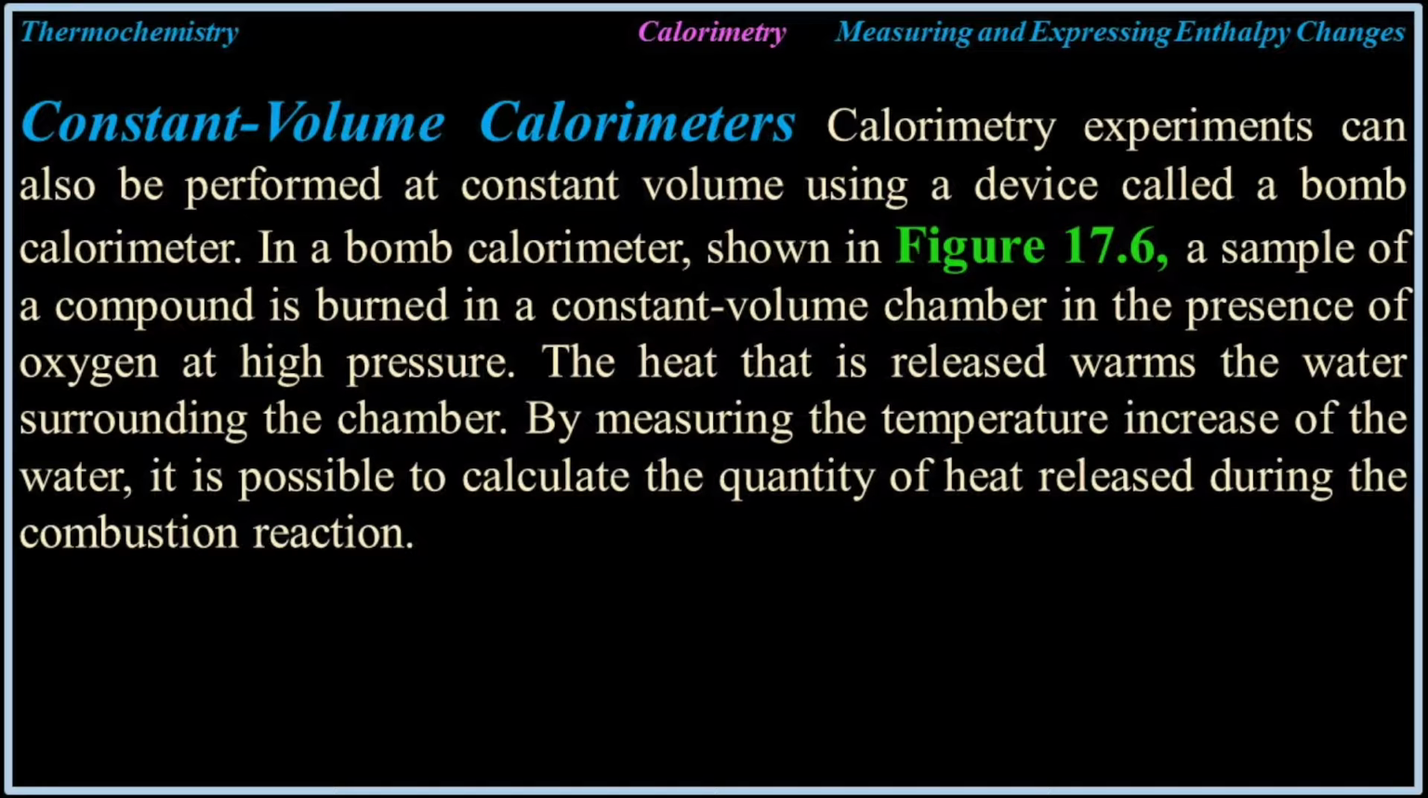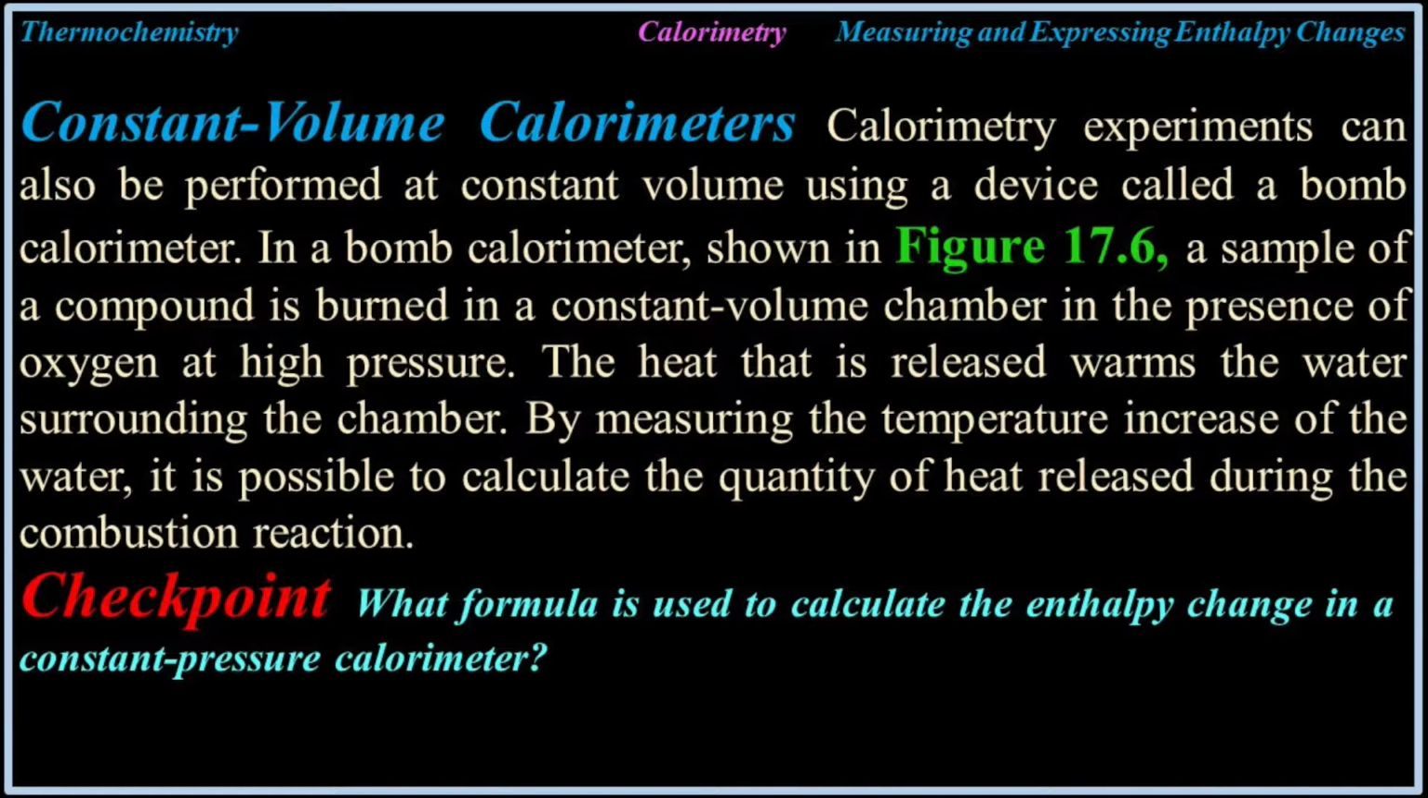Constant volume calorimetry experiments can also be performed at constant volume using a device called a bomb calorimeter. In a bomb calorimeter, shown in Figure 17.6, a sample of a compound is burned in a constant volume chamber in the presence of oxygen at high pressure. The heat that is released warms the water surrounding the chamber. By measuring the temperature increase of the water, it is possible to calculate the quantity of heat released during the combustion reaction.